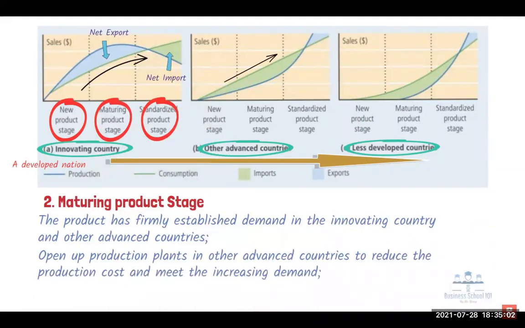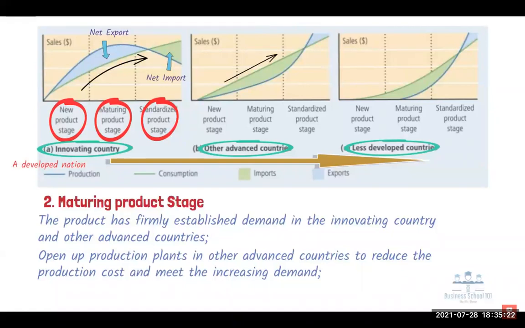Meanwhile, the product development in the innovating country can still occur at this stage because there is still some room to adapt and modify the product if needed. Although the unit costs have decreased due to the decision to produce the product in other advanced countries, the manufacturer of the product will still require a highly skilled labor force.